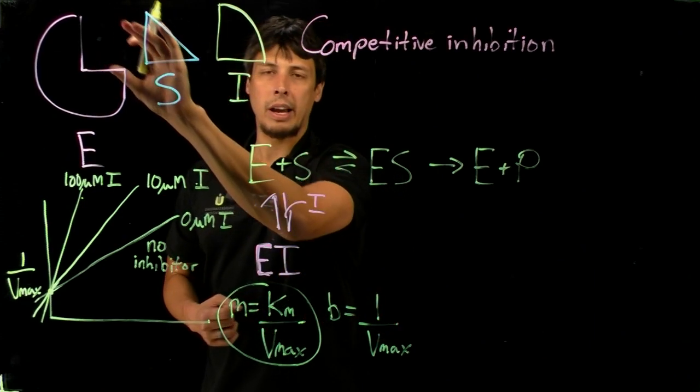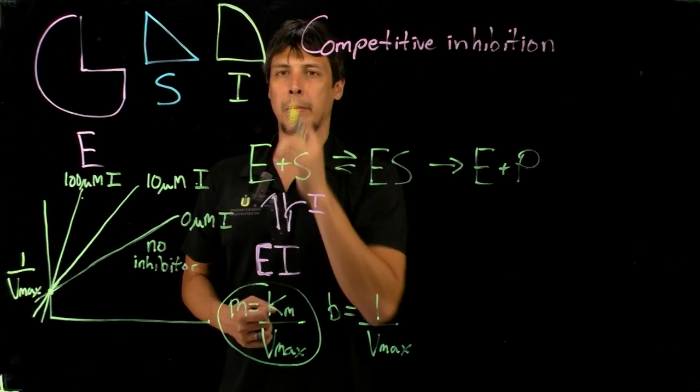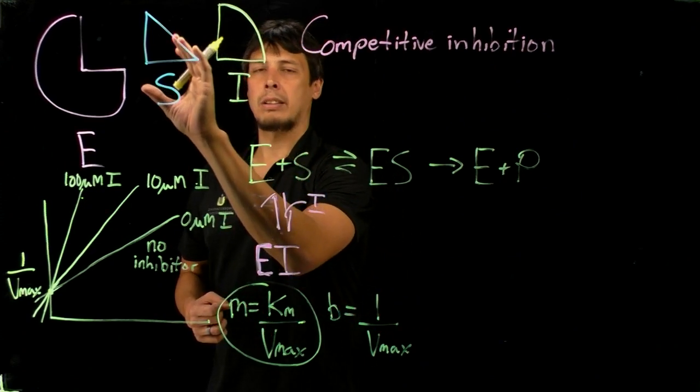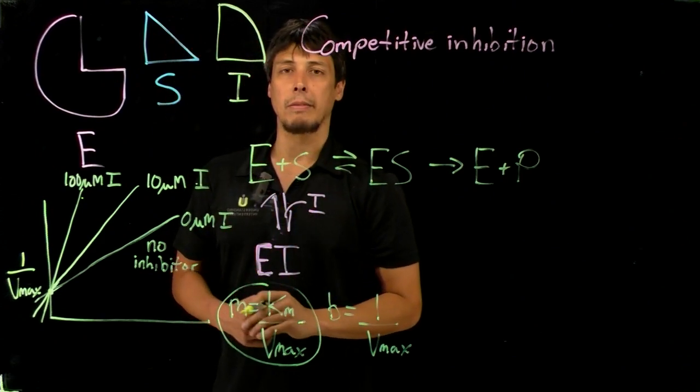By blocking the active site for its normal binding to substrate, it is in fact decreasing the affinity of the enzyme for the substrate.